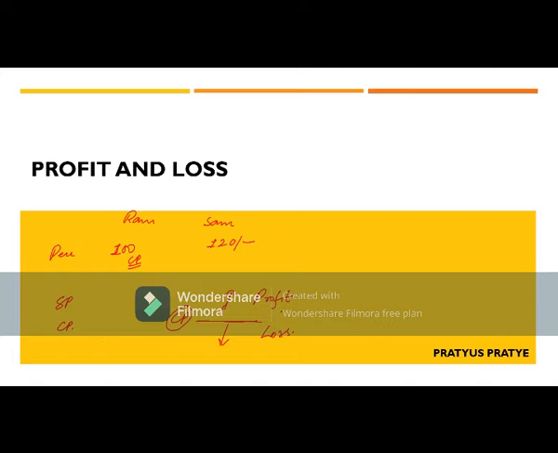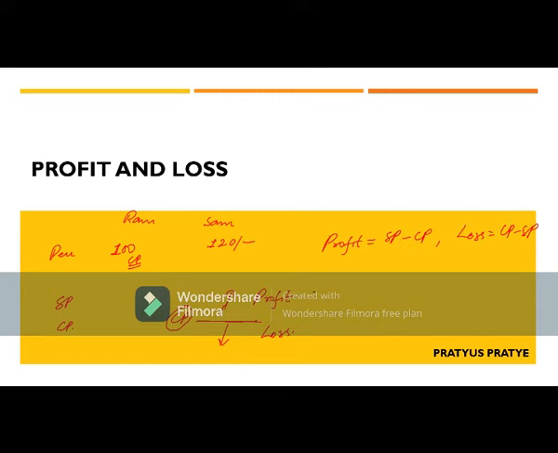So anything above cost price becomes profit. That means profit equals selling price minus cost price. Anything more than cost price is profit. And what is loss then? Loss is cost price minus selling price.